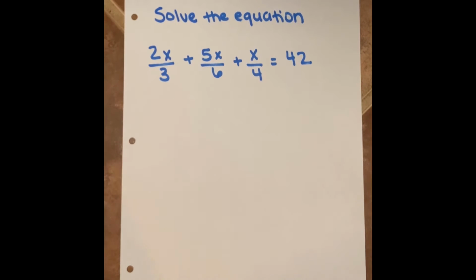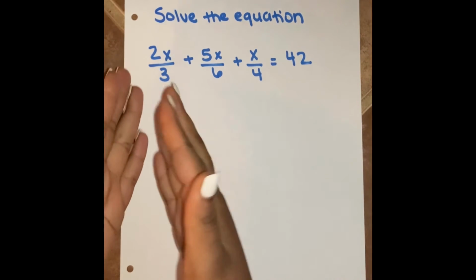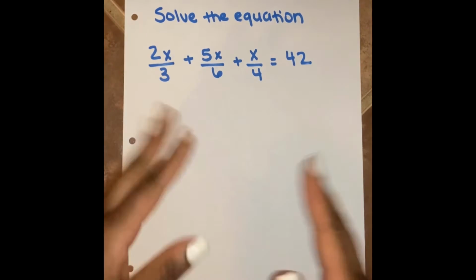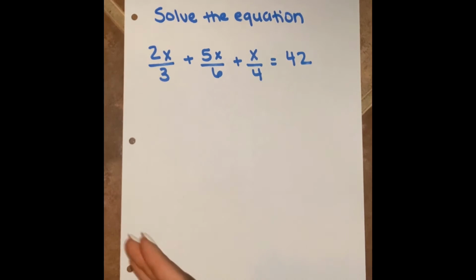Okay, so here we're going to solve the equation by solving for x. So we have 2x divided by 3 plus 5x divided by 6 plus x divided by 4 is equal to 42. So right off the bat, I see that we have fractions. So I know that I'm going to need the LCD so that I can multiply the LCD by each term in the equation so that we can cancel to get rid of our fractions.